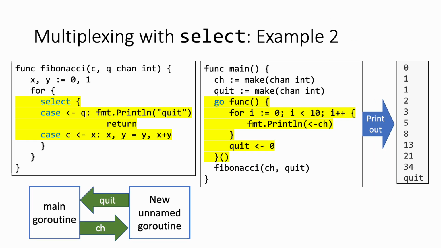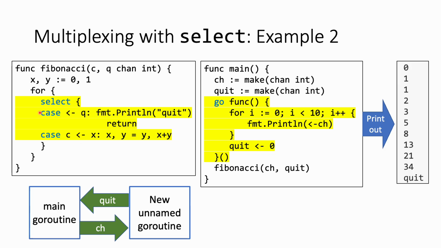Here is the second example of multiplexing with the select statement. In the first example, there was only one Go routine. In this example, there are two Go routines. The program in this example has a function Fibonacci that takes two channels C and Q as arguments and calculates the sequence of Fibonacci numbers. It sends the Fibonacci numbers to channel argument C until it receives a value from channel Q.